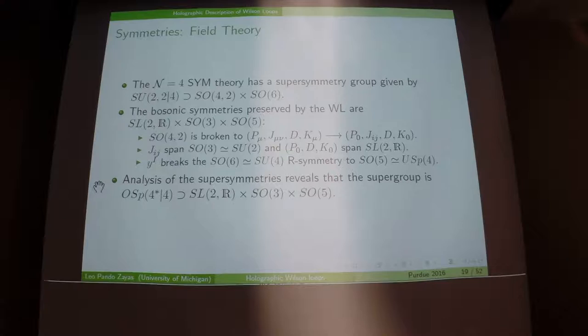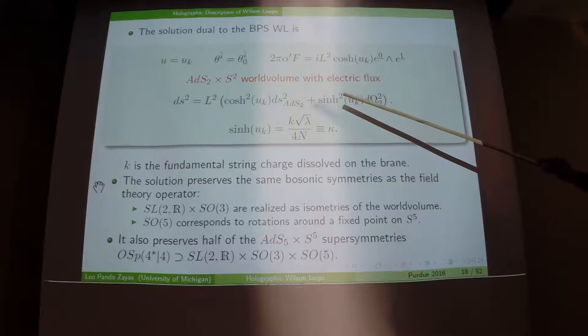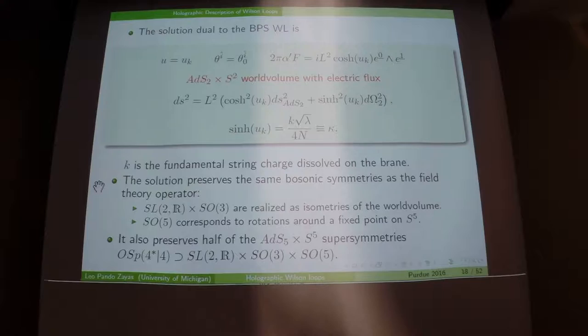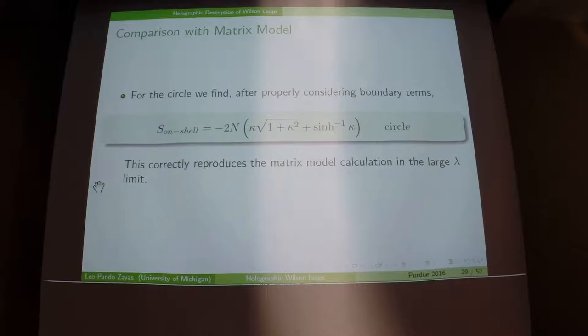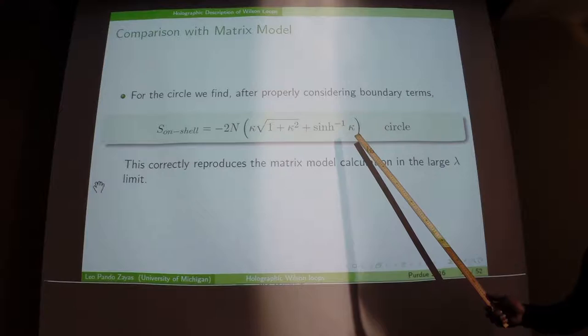Okay. And what fixes the radius of the S2 that you go to? The flux. Here, the radius of the S2 is given by this sine squared, which is fixed by the flux. Okay? So if I look at this D3 brane action and I evaluate it on the classical solution that we just discussed, you will reproduce the leading term.